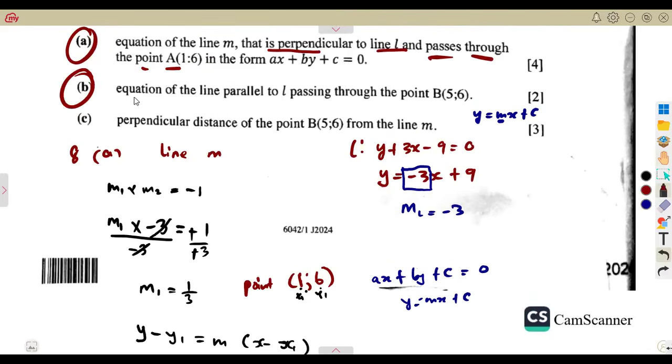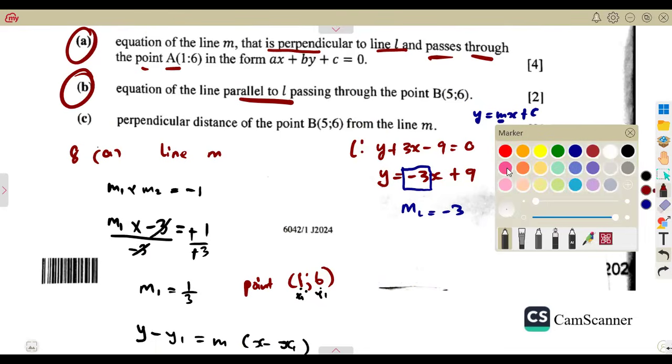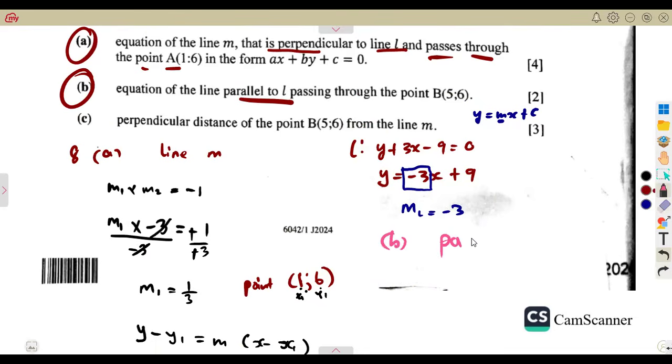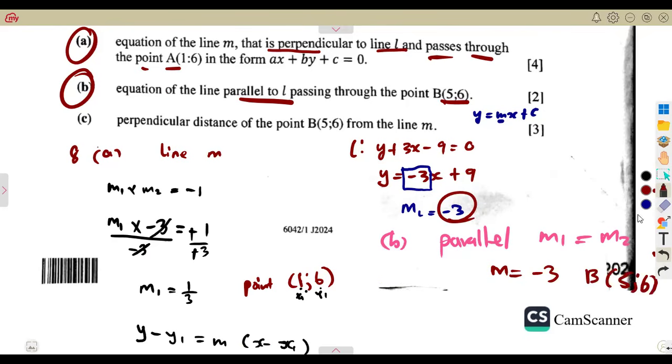Then another part was the equation of the line parallel to L, the same L that we had here, which has a gradient of 3. This time they are parallel. So remember the concept of lines which are parallel: if two lines are parallel, their gradients must be equal. The gradient of the first line must be equal to the gradient of the second line. So line L, we know its gradient is minus 3, so the gradient of this line will be equal to minus 3. But it passes through the point B. We have got the point where it passes, which is (5, 6), and you need the equation.